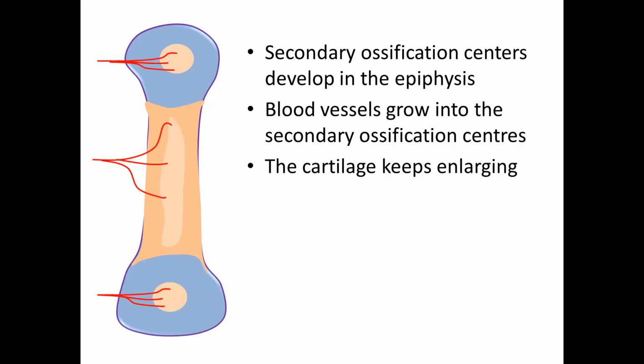Now later, what are called secondary ossification centers appear in the epiphyses. This is the first secondary ossification center, and this is another secondary ossification center. Blood vessels will grow into the secondary ossification center and bring in osteoblastic cells. And the cartilage surrounding this area keeps on enlarging. Because of the appositional growth of the cartilage, these long bones are now slowly elongating.